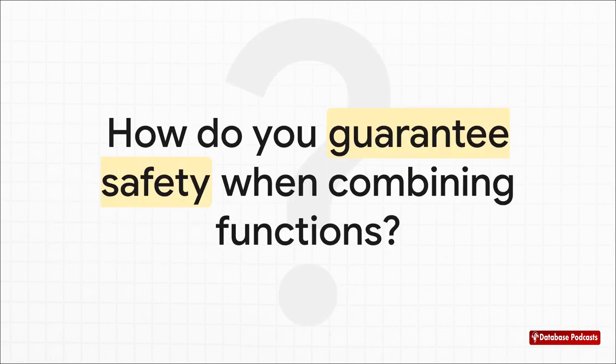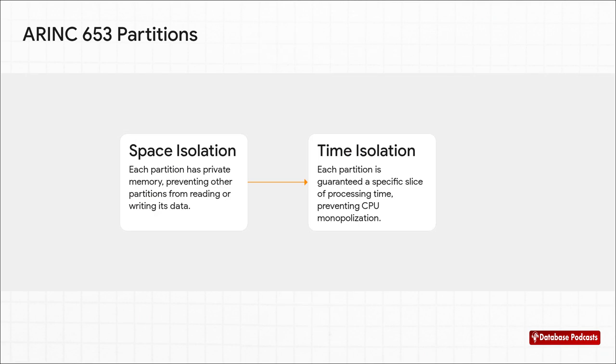But wait a second. This brings up a massive, and I mean massive, question. If you have a critical function, like flight control, running on the exact same computer as a non-critical one, like the in-flight movie system, how do you guarantee 100% that the movie app can't crash and take the whole plane down with it? The answer is an absolutely brilliant software concept called partitioning. It basically creates these secure virtual boxes, or partitions, for each application. And these boxes enforce two unbreakable rules.